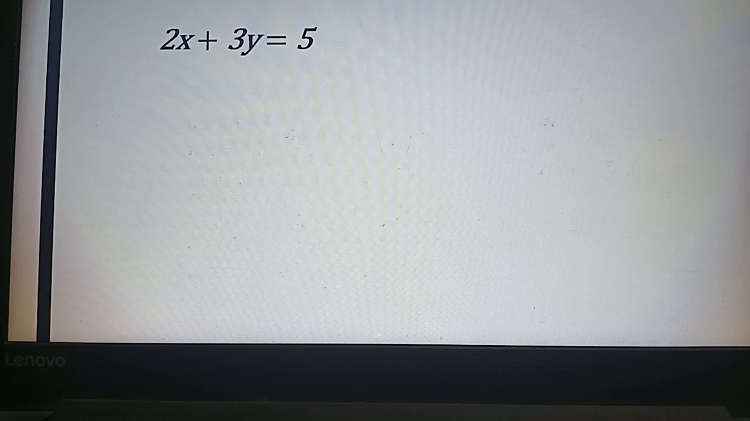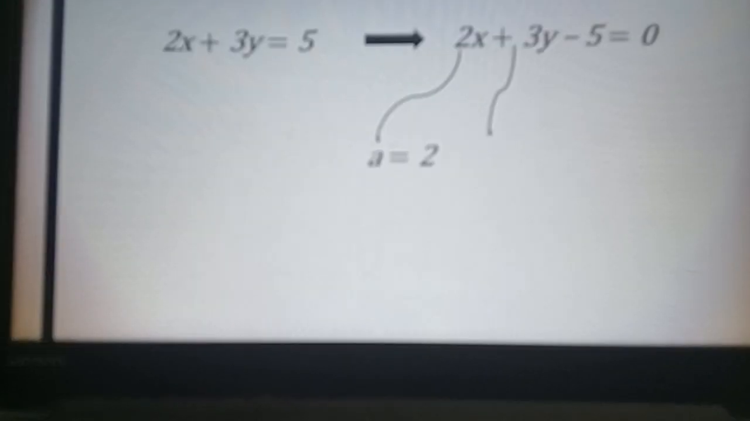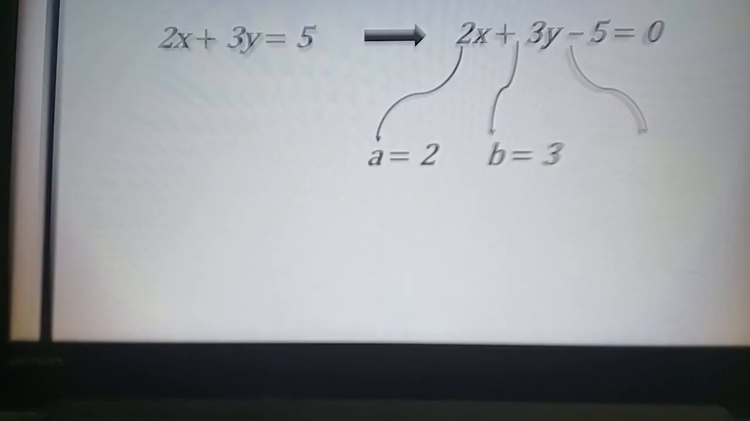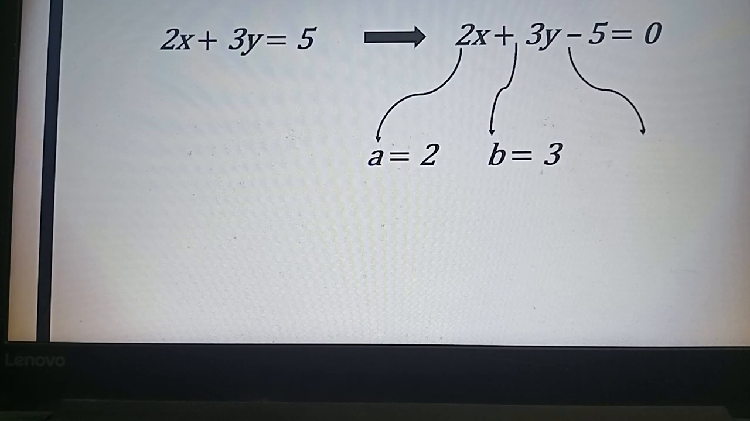For example, you have 2x plus 3y is equal to 5. I can write it in the form ax plus by plus c equal to 0. How can you do it? Just take 5 to the left hand side. You get 2x plus 3y minus 5 is equal to 0. Here what is a? That is the coefficient of x. It is 2. b, that is the coefficient of y, is 3. And c is the term not having any variable, so c will be minus 5.